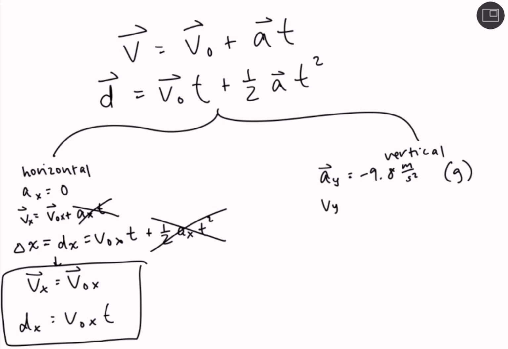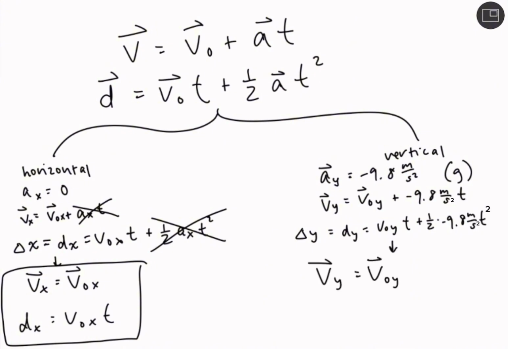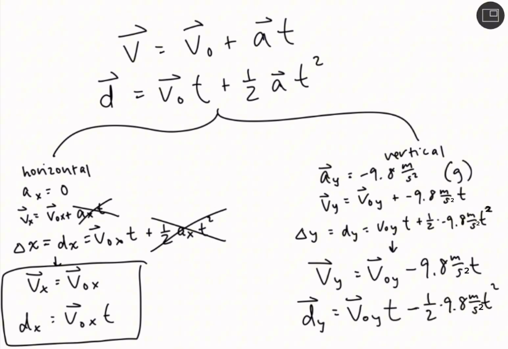And we can use this acceleration and plug it into the y velocity. So let's do that. The velocity of the y component is equal to the initial y velocity plus negative 9.8 times time. And again, it's the same idea for the y displacement. So the displacement of y is equal to the initial y velocity times time plus 1/2 negative 9.8 times time squared. So now I'm just going to write these equations a little bit bigger so you can read them easier.